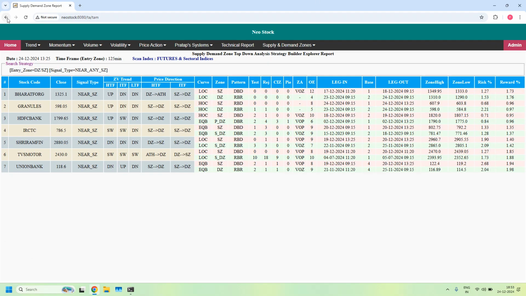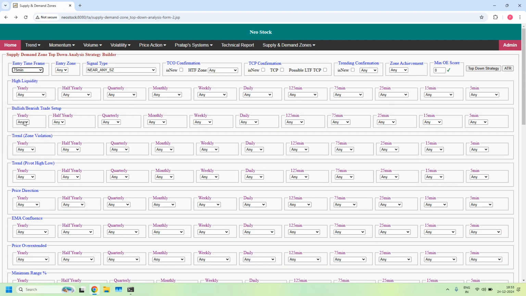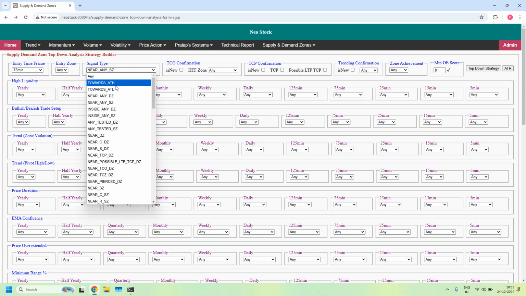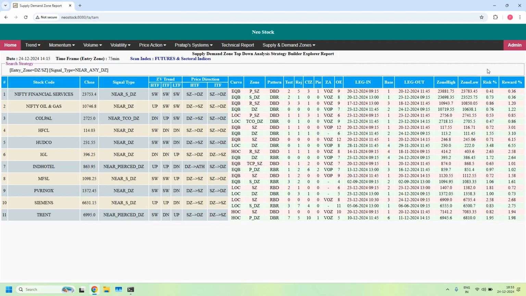Okay, next time frame is 75 minutes. Entry time frame 75 minutes. Let us find the stocks near 75 minutes demand zone. 11 stocks are filtered. Let's identify the high liquidity zones from this list. First one is NIFTY Financial Services, high liquidity zone. Next, MFSL is having high liquidity zone. Siemens is having high liquidity zone. We have identified 3 high liquidity 75 minutes demand zones from this list.